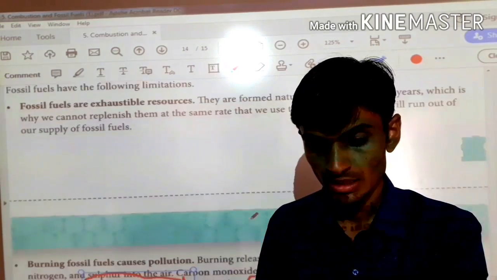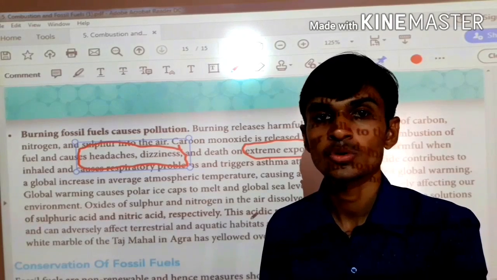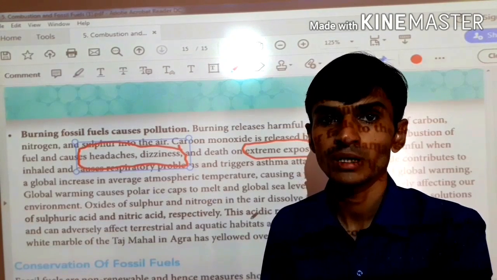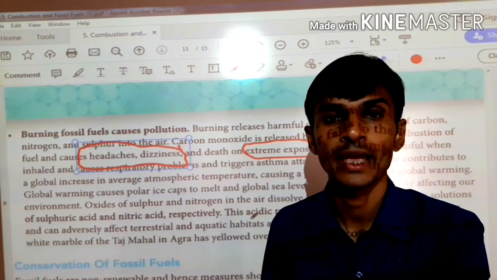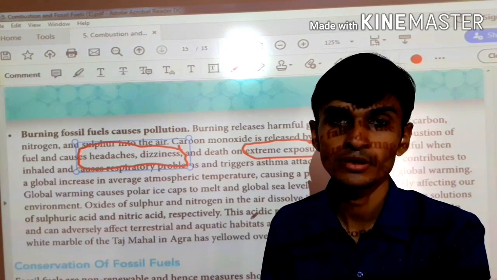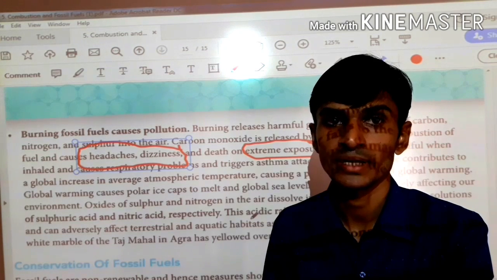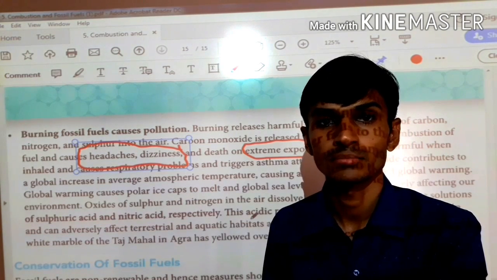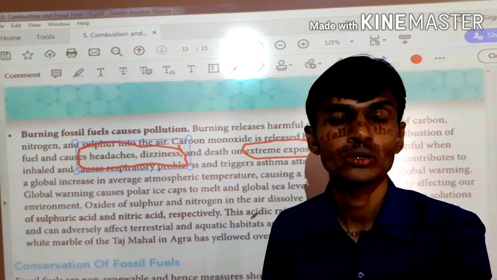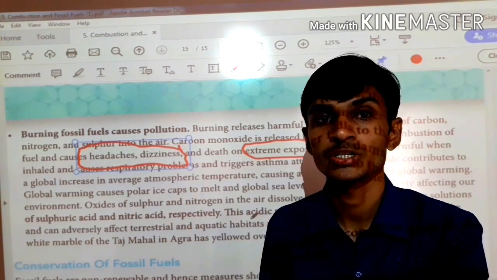The second limitation is that burning fossil fuels causes pollution. Whatever petrol, diesel, kerosene, and coal we burn for energy, after burning, carbon dioxide and carbon monoxide are released into the air by the burning of coal and oils like petrol, diesel, and kerosene. Sulfur monoxide and sulfur dioxide are also released into the air.